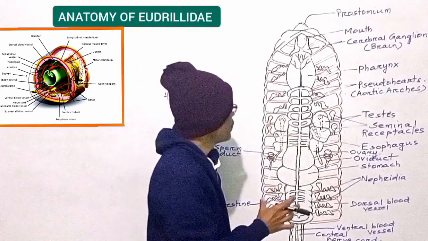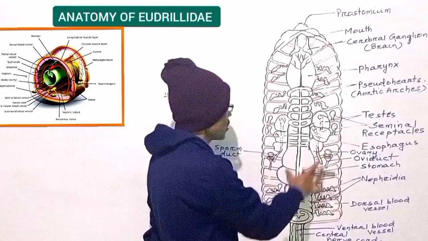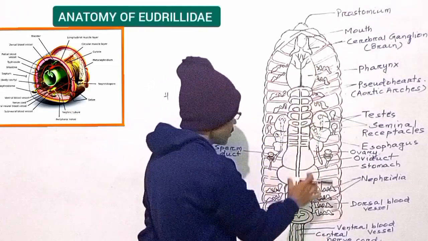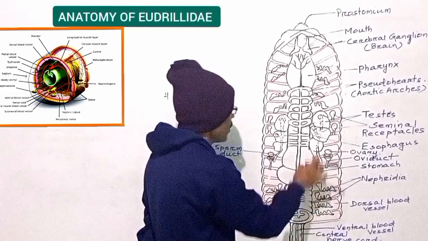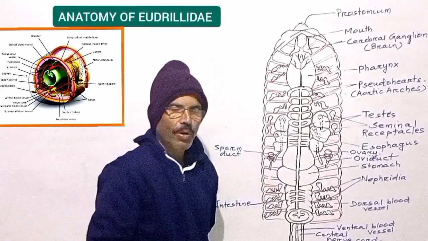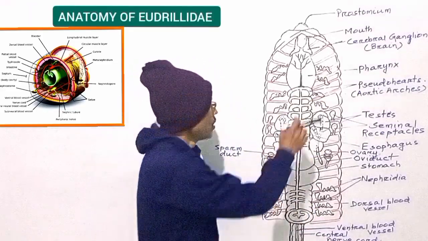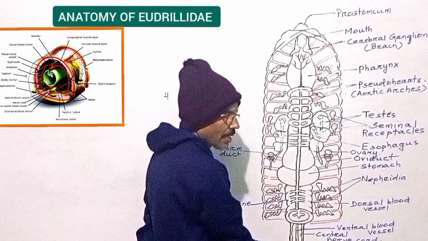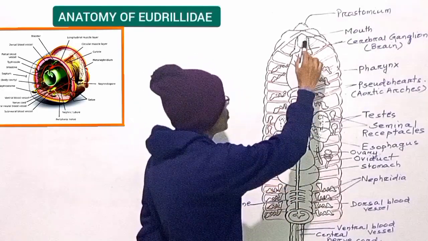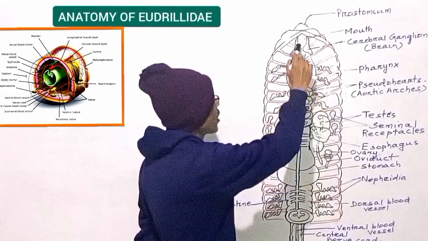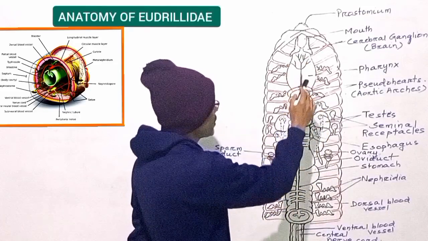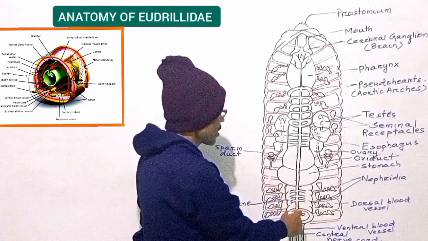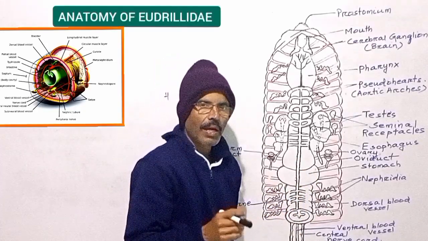The body of Eudrilidae is differentiated into different systems. One of them is the digestive system. The digestive system, or the alimentary canal, is a long tube which runs from the first to the last segment. It begins at the mouth and passes through the buccal cavity, pharynx, esophagus, muscular gizzard, stomach, intestine, and finally ends at the anus.